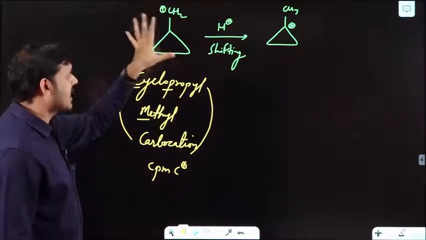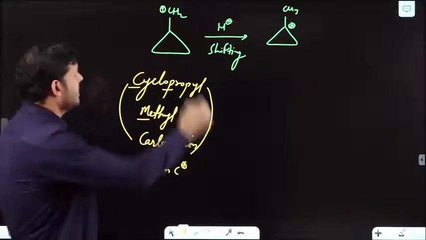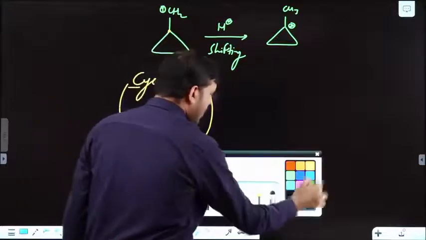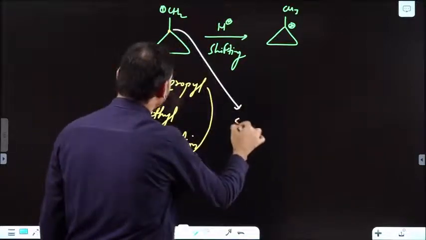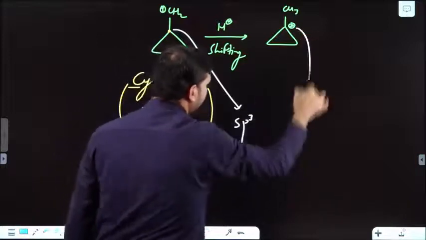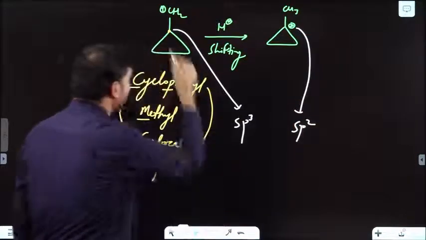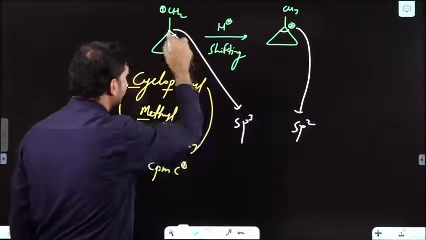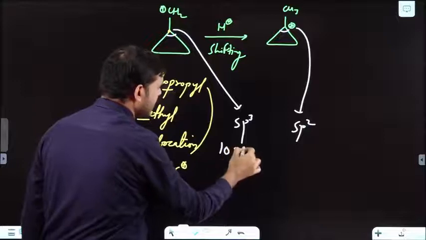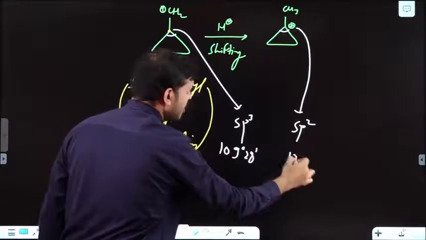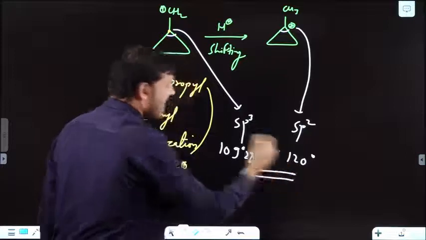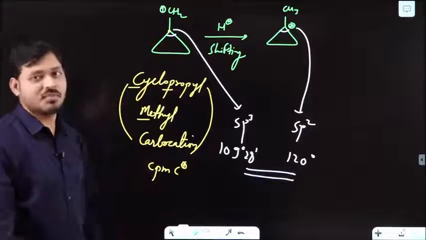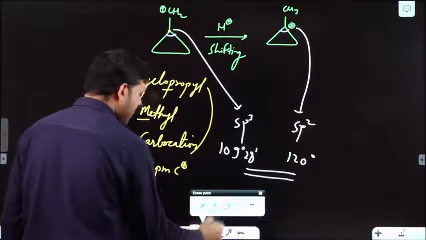Now in this cyclopropyl methyl carbocation, if you make hydride shifting here, what will happen? It will again convert from sp3 to sp2. The internal angle is 60 degree in both cases, but for sp3 it should be 109 degree 28 minute, and for sp2 it should be 120 degree. So you can see angle strain is increasing in this hydride shift as well. Clear to you? So this is not possible again. Now let me give you one more example.